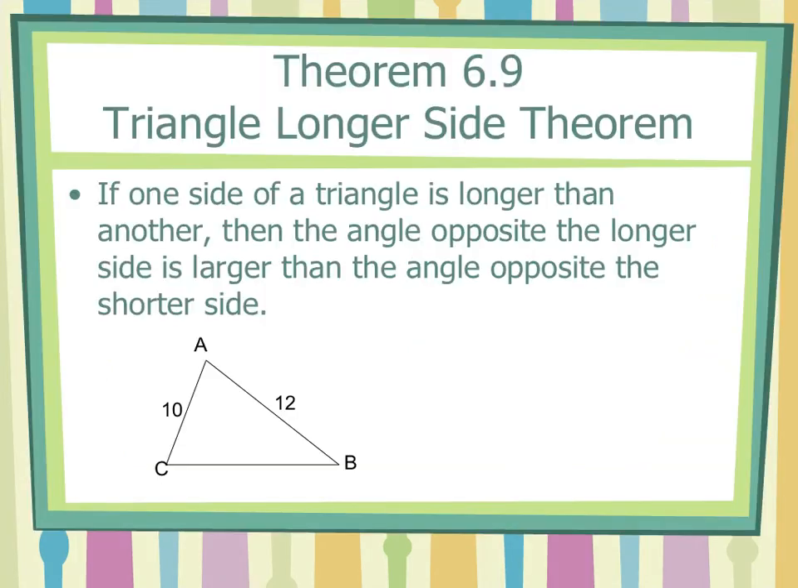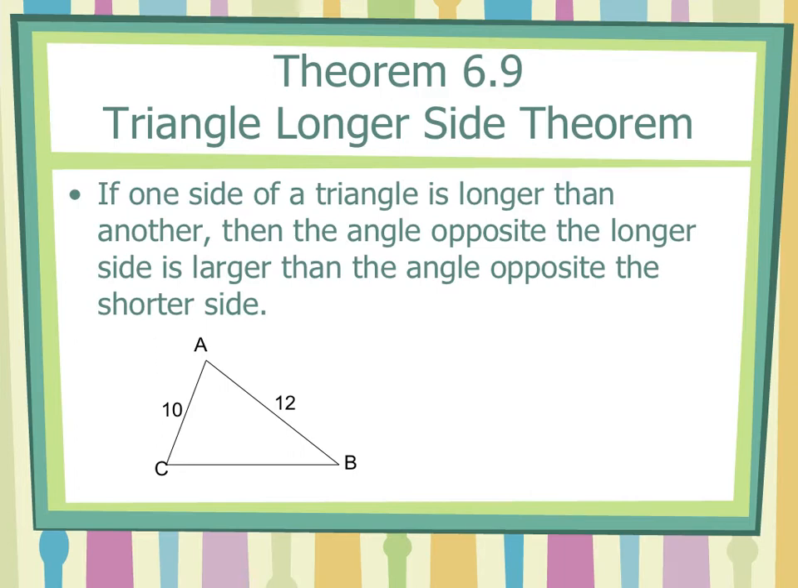So the first slide here is a theorem. Again, the number isn't important to us. This one's nice because it has a name, and this one's called the triangle longer side theorem. What this theorem says is if one side of a triangle is longer than another, then the angle opposite the longer side is larger than the angle opposite the shorter side.